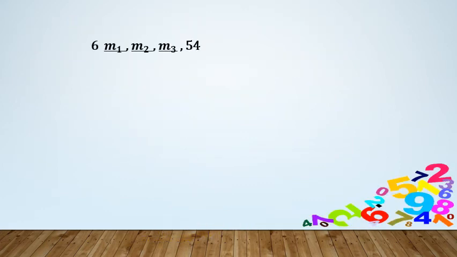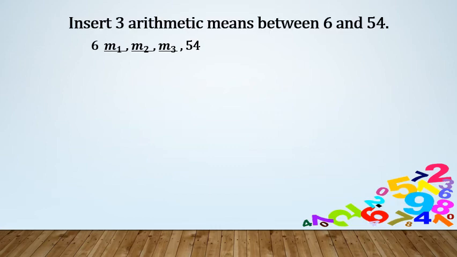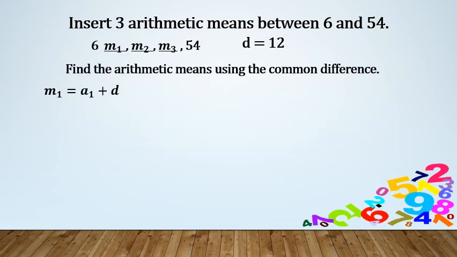So, paano natin kukunin ang tatlong terms between 6 and 54? So, nakuha na natin ang common difference, which is 12. Simply, m sub 1 equals a sub 1 plus d. Ang a sub 1 natin ay 6 plus 12. We have 18.